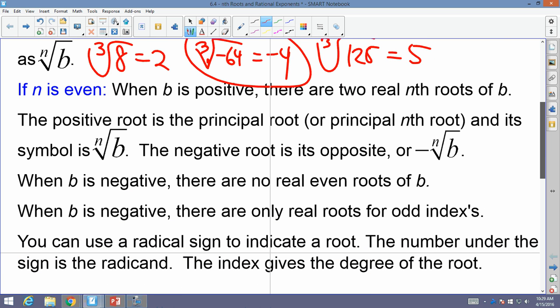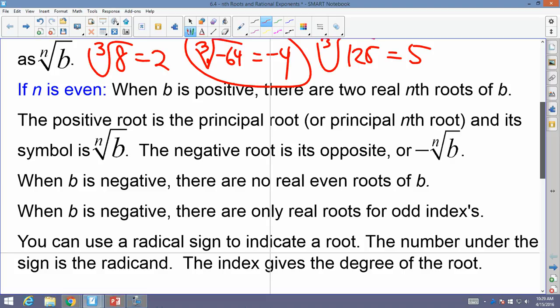However, excuse me, if n is even, it's a whole different ball of wax. When b is positive, inside of an even root, there are two real nth roots. We know this. There's a plus or minus. There's a principal root, which is positive, and its symbol is just the nth root of b. The negative root is its opposite, or the negative nth root of b.